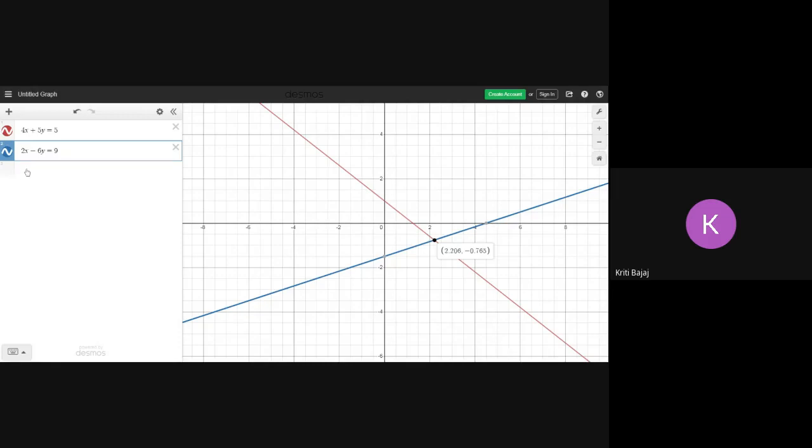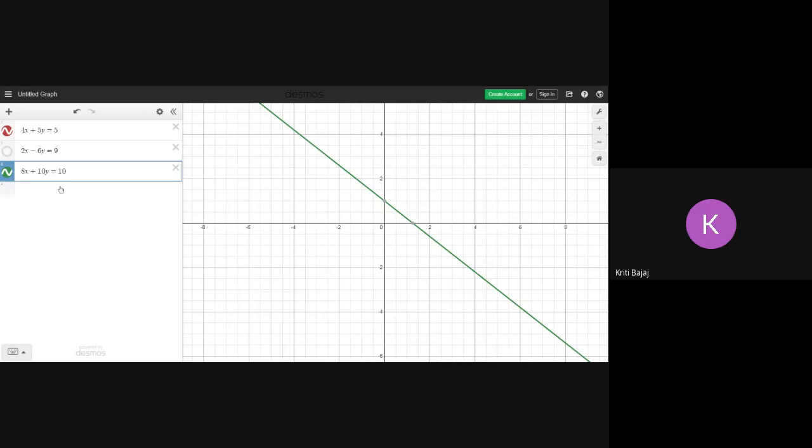Now, in another sense, if I simply say 8x plus 10y equals 10, what has happened? Now see, I've given you another equation, 8x plus 10y equals 10. Do you see this green line? And where is the red line? They are exactly the same. They are coincident lines.